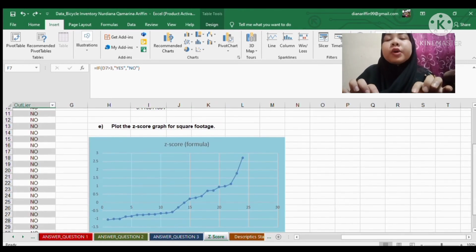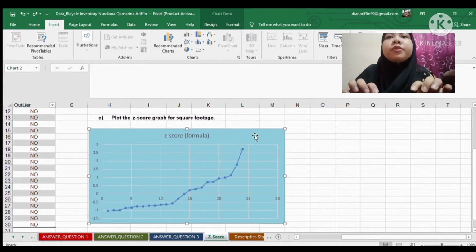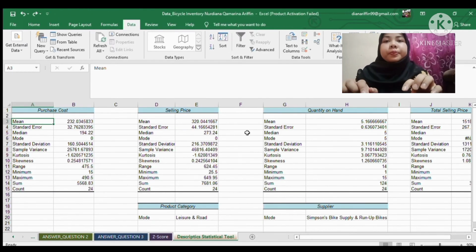Next is E, plot the z-score graph for the square footage. I just select all the data for z-score at the table, and then I go to the insert and scatter chart. So yeah.